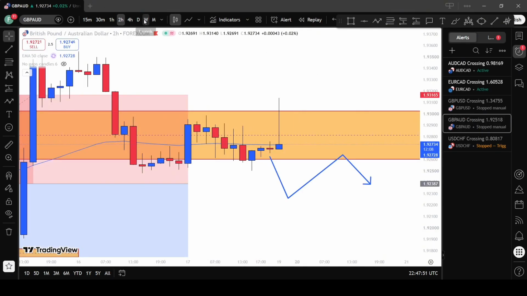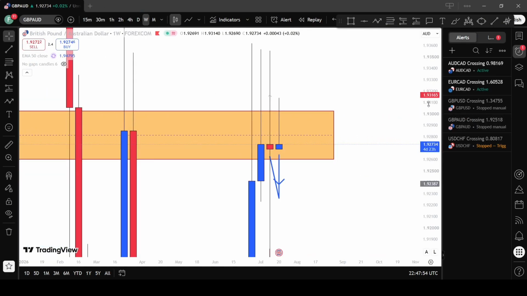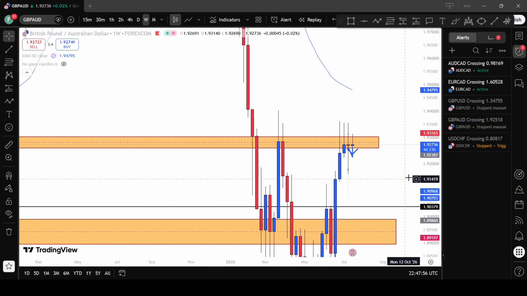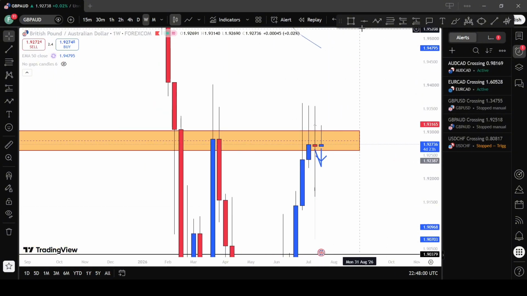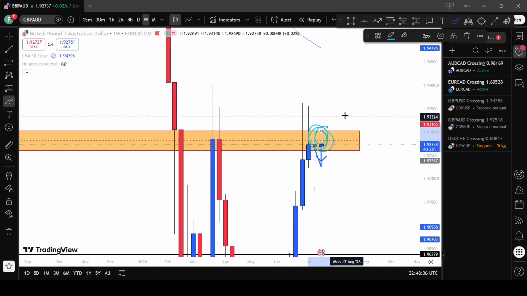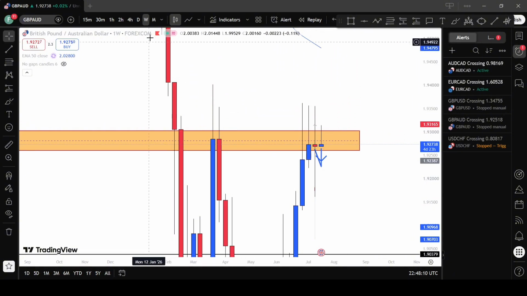Okay, GBPAUD. On the weekly time frame, look at this. This is looking like a masterpiece of a trade. And this is what I'm talking about, by the way. You can see here the wick to the upside is literally right here. You can see that wick. That's what I was waiting for. Now the wick to the downside is literally being created. So that being said, we're getting ready to take this trade as well.